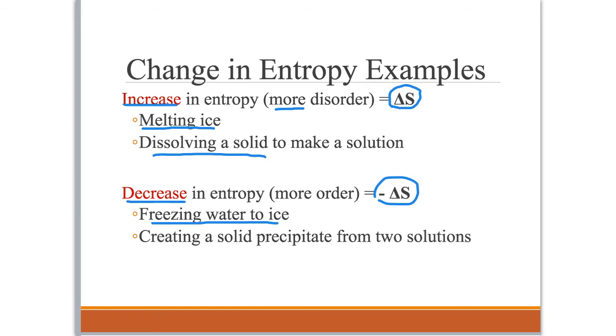They're not just floating all over randomly in liquid, but they're actually organized into a solid where all they can do is vibrate. Or if you have 2 solutions and you mix them together and make a solid precipitate, like we did in lab with that bright yellow lead nitrate, then that's another example of a decrease in entropy, because the ions that were floating in solution bound together in a molecule, and it was a solid molecule that then fell out of solution.